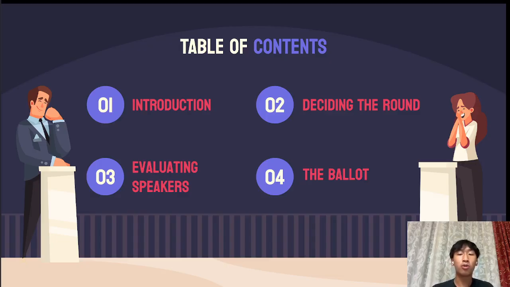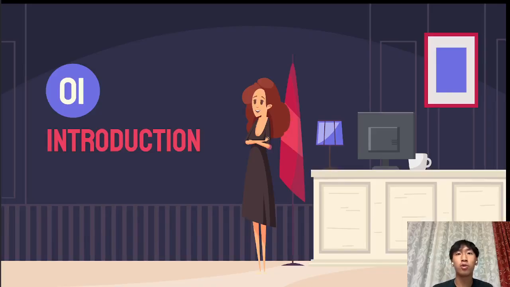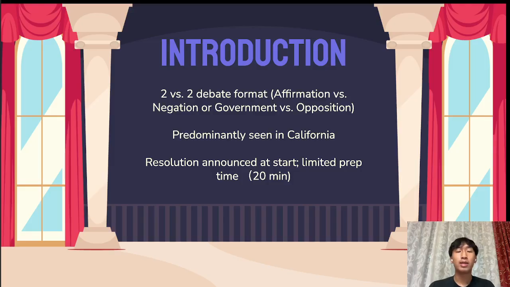So first, let's go over a brief introduction of parliamentary debate for those who are new to this form. Parliamentary debate is a two-on-two debate format. There will be two debaters on the affirmation side, which is for the resolution, and two debaters on the negation side, who are against the resolution. These debaters take turns for their side, debating on the given topic.